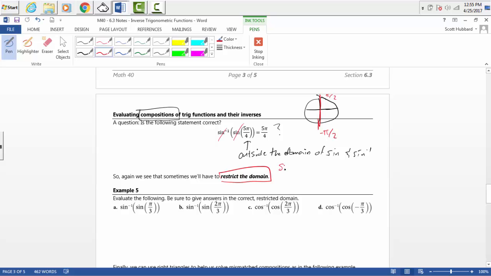So just to recap what I did on the first page. Sine inverse, that restriction is negative pi over 2 to pi over 2. Cosine inverse, that restriction was 0 to pi, and tangent inverse, that restriction was the same thing as sine, negative pi over 2 to pi over 2. And I'm also kind of visual, so sine, that's quadrant 1 and 4. This is quadrant 1 and 2. And this is also quadrant 1 and 4.